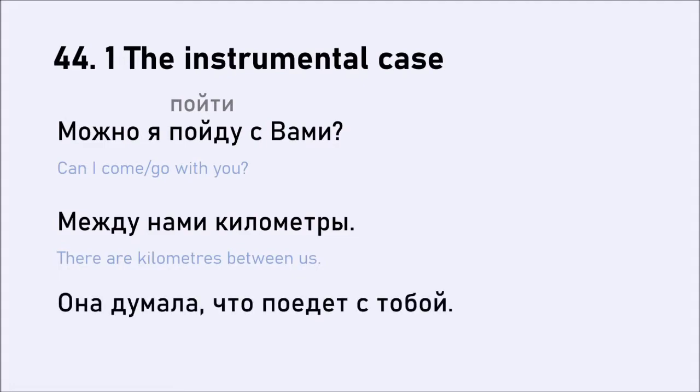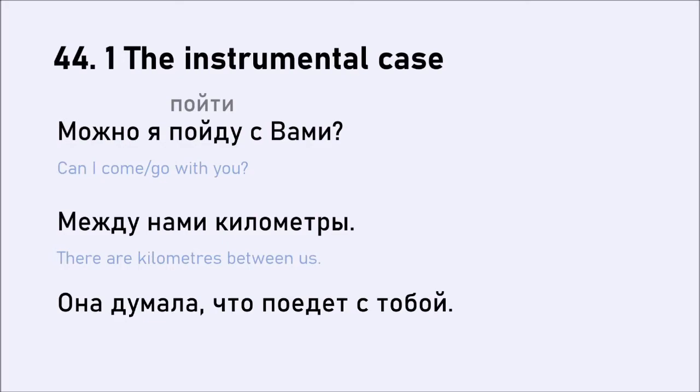Она думала, что поедет с тобой. Она думала, she thought. Remember, this is the imperfect tense, so she thought, or maybe even she used to think. Obviously, in this case, the past simple tense in English is a better translation.